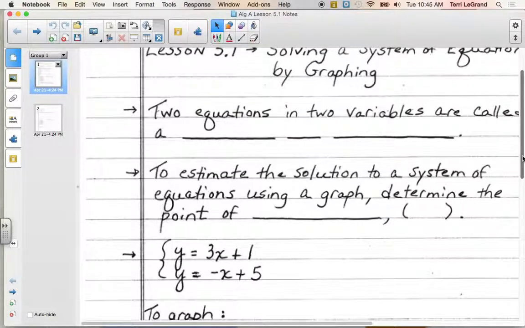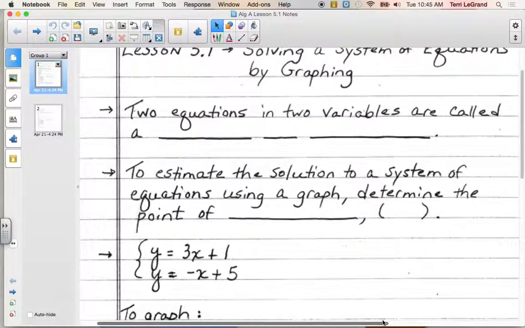System of equations by graphing? First of all, it would be kind of nice to know what it means by a system of equations. Here's the definition right here. Two equations in two variables are called a system of equations.